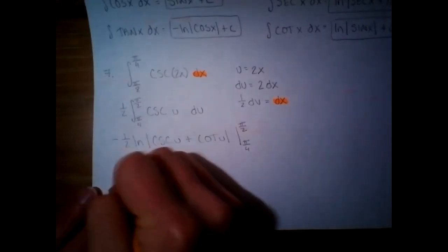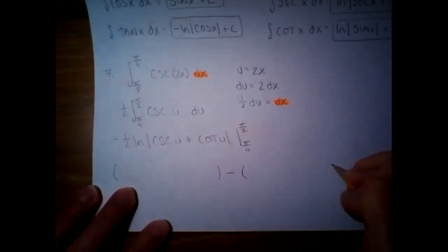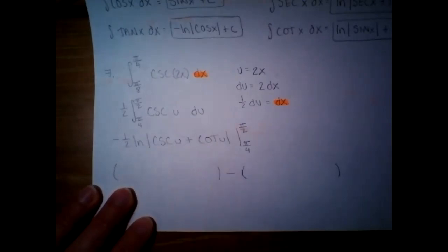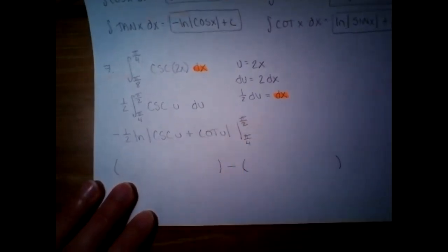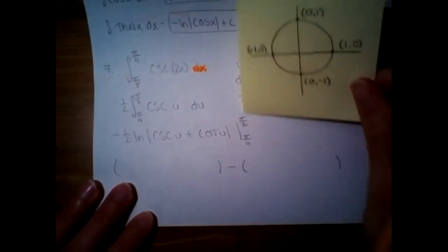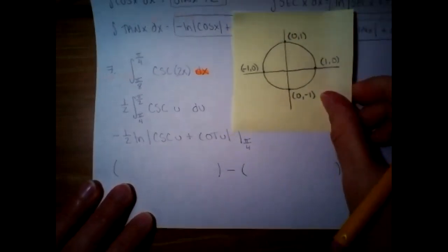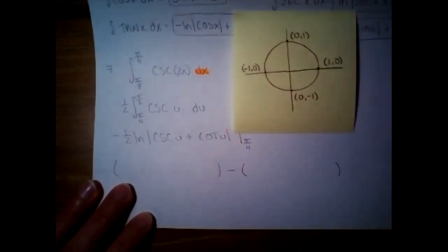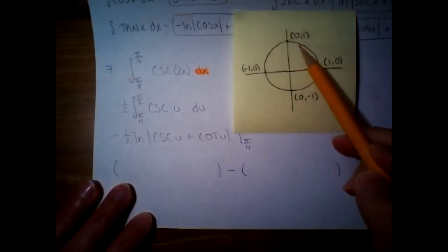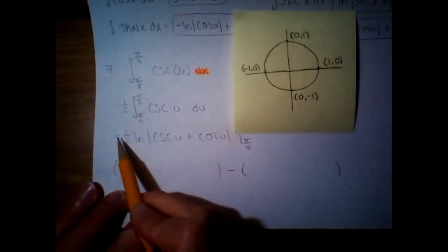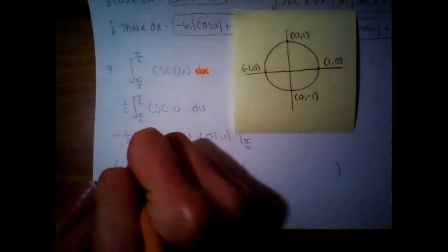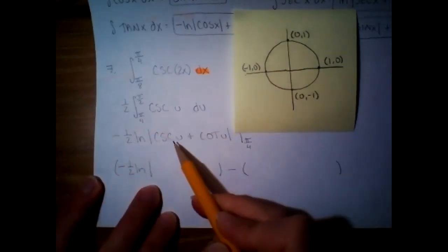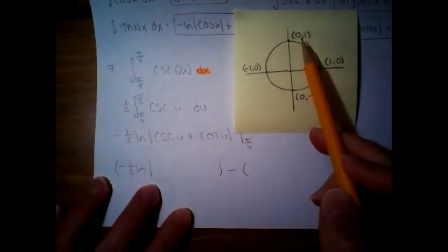All right, and so this is going to be upper boundary minus lower boundary. I left a lot of room because this is sort of a lot here. So first we're going to plug in pi over 2. Here's our unit circle. Hey guys, where's pi over 2? Up, down, left, or right? Find me pi over 2. Where's pi over 2? Good, nice job, up here. Okay, so we're going to have negative 1/2 ln cosecant of pi over 2.